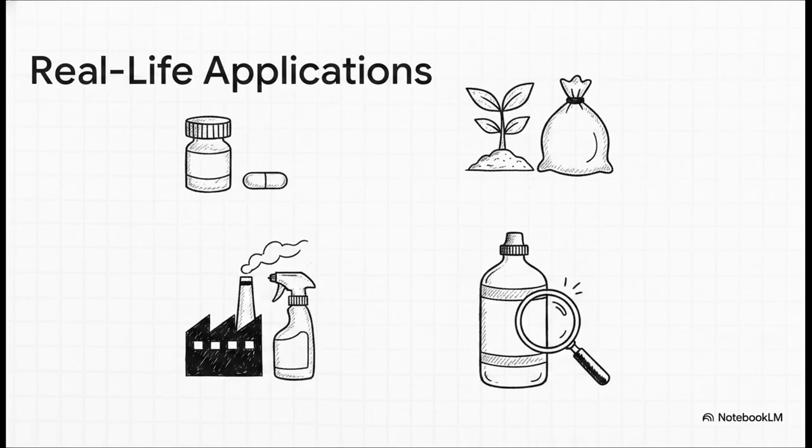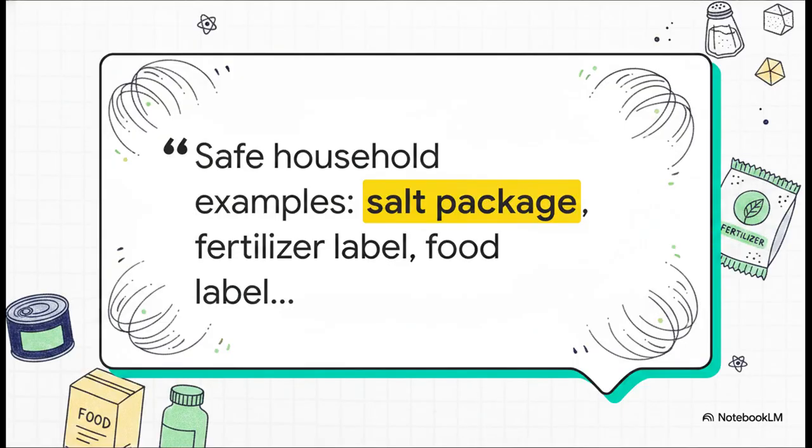And right in your own home, understanding these basic formulas helps you read labels so you know exactly what you're bringing into your house. You can actually find these safe household examples hidden right in plain sight on a salt package, a fertilizer label, a food label, or a supplement label. It is incredibly important to be able to recognize these chemical names, because when we actually understand what potassium chloride or magnesium oxide is, we can handle these materials responsibly, safely, and honestly with a real appreciation for the microscopic science that's making them work behind the scenes.